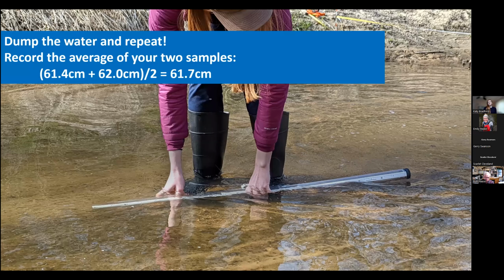And then remember to dump the water, and you're going to repeat that. So for transparency, we take the average of 2 samples so that we're really getting a good representation of our stream transparency. So, if my second sample was 62 centimeters, I add 61.4 to 62, and then I divide that by 2 samples to get a nice average of 61.7, making sure you're writing all 3 of those down on your data sheet.